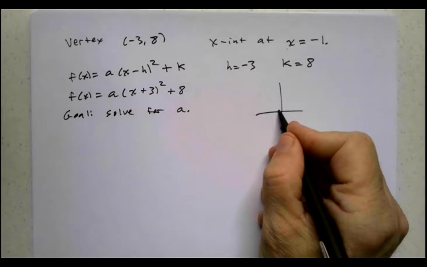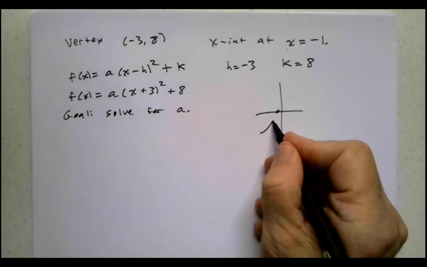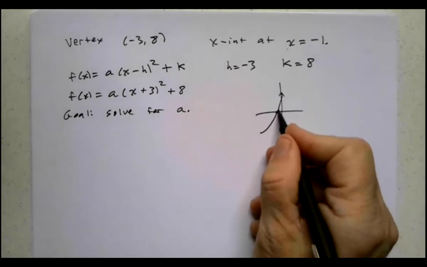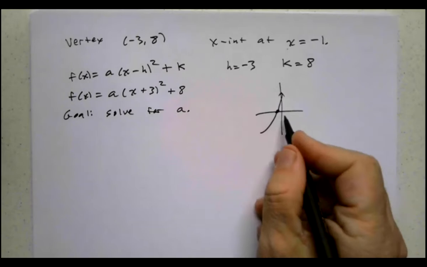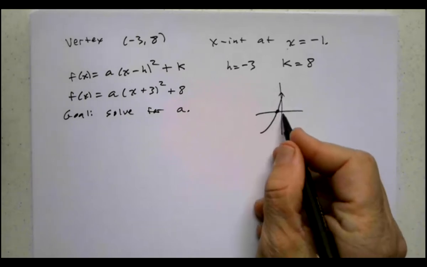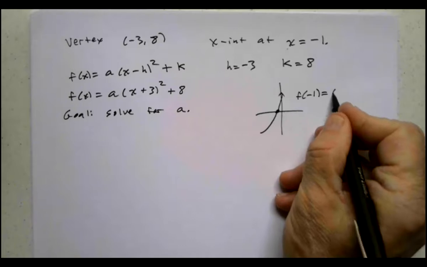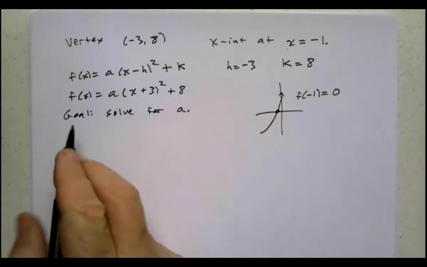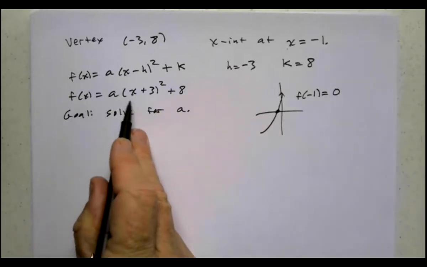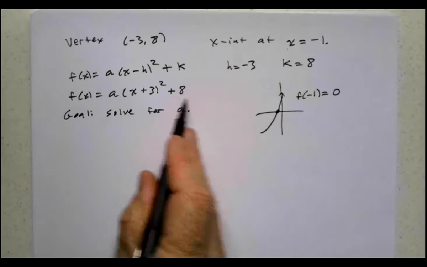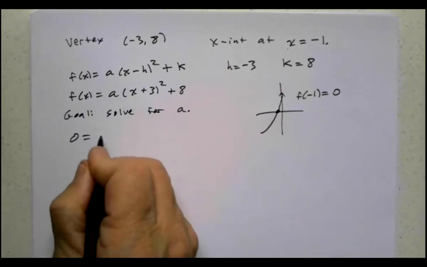That means the graph crosses here. So here's (-3, 8). The graph crosses there, and crosses somewhere else as well on the other side. But focusing on this, what this tells me is if I plug -1 into the function, f(-1) would have to equal 0. So currently I have f(x) = a(x + 3)^2 + 8. 0 has to equal f(-1).